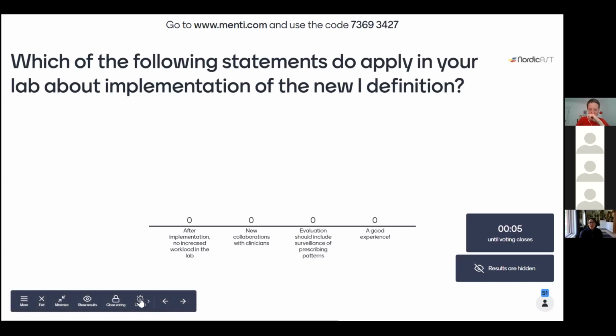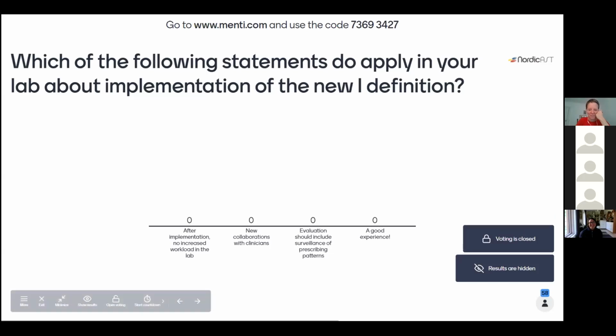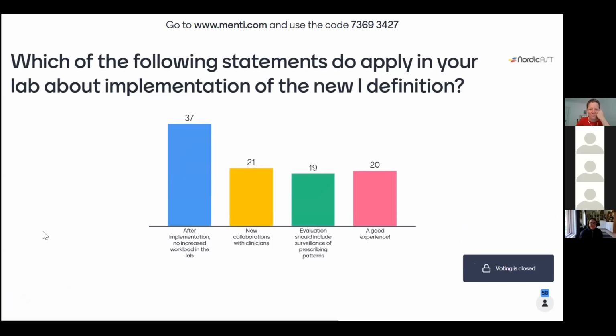People are clearly tired because there are fewer votes than at the beginning. Okay, so can we have the results? Yeah, it's nice to see that after implementation, there is no increased workload in the lab. We had the same experience in Helsinki. It doesn't really add workload since it has been implemented. And new collaboration with clinicians, I think, is very important, and I agree. It has been very interesting to do the work.